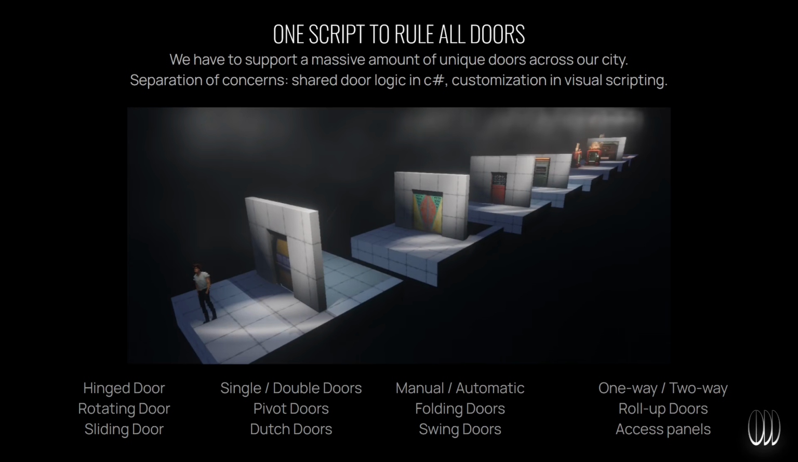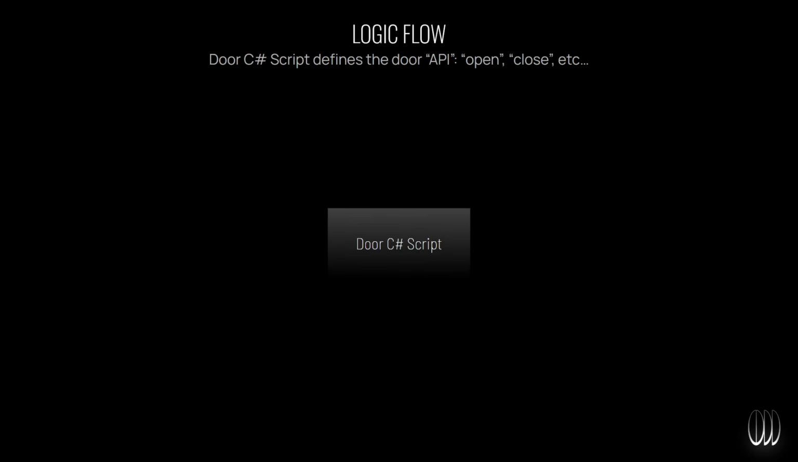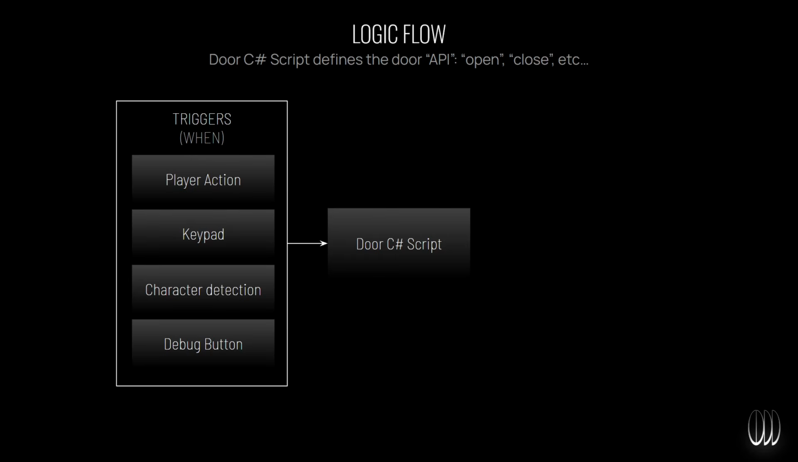So how do we handle that? Everything that is common between all the doors, in other words, what is systemic, can be defined in a door C# script. It could be seen as a door API, and it can potentially handle some features. For example, the door is not closing if there is a blocking element inside the area of the door, like a character. But the script would have no idea of when the door should open or close and how it should happen. The when is defined by external logic.